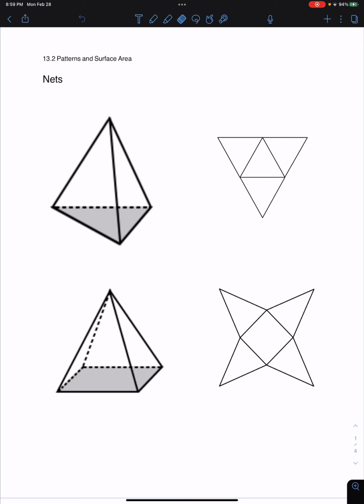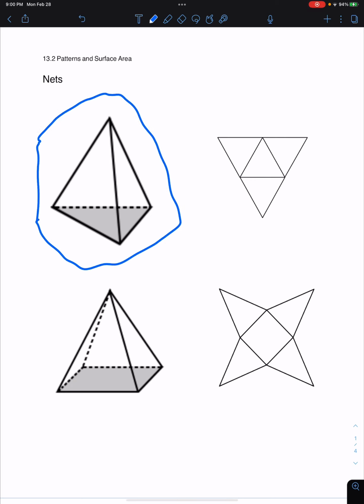In this video, we're going to talk about patterns and shapes and surface area. So before we talk about surface area, we have to talk about something called nets. And nets are just flattened out versions of three-dimensional shapes. So here I have a triangular pyramid as my first shape. You should be able to identify that by now.